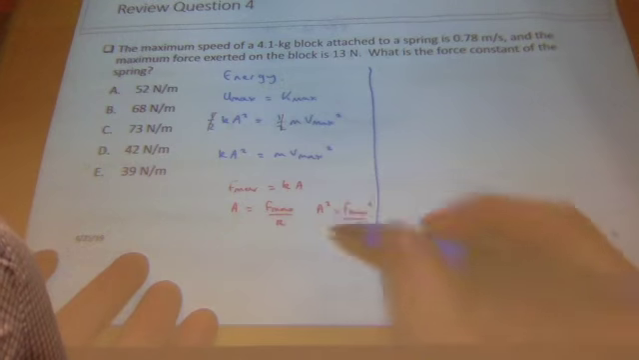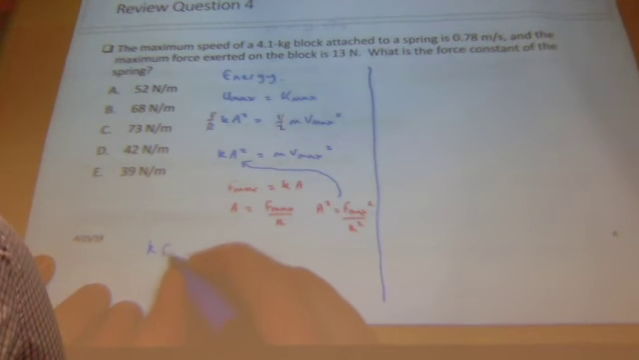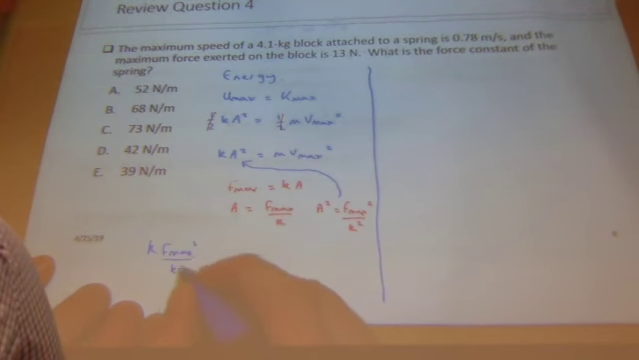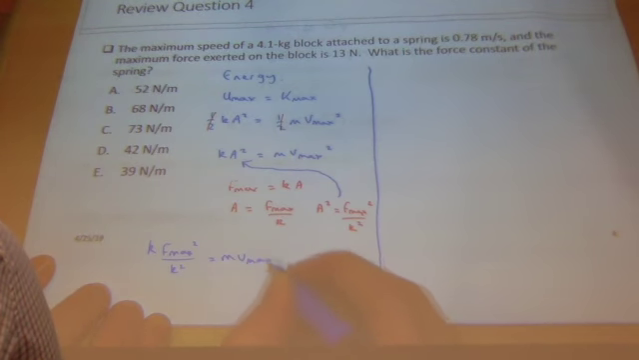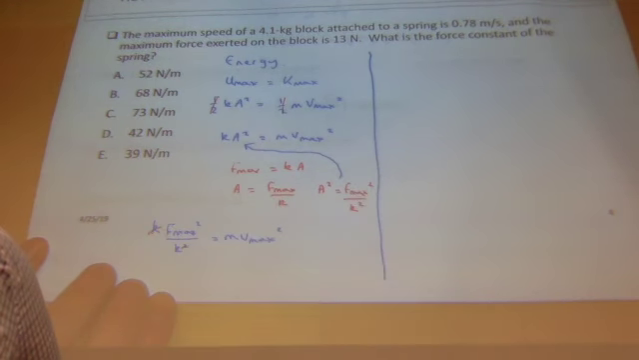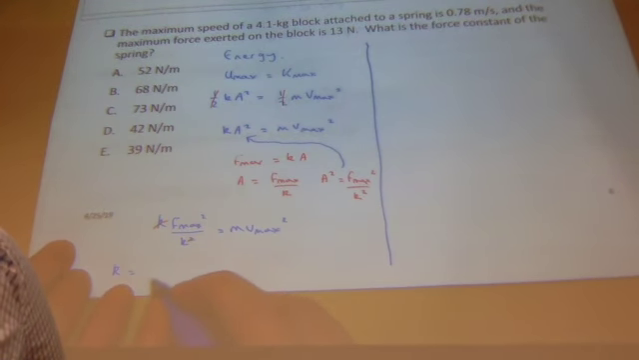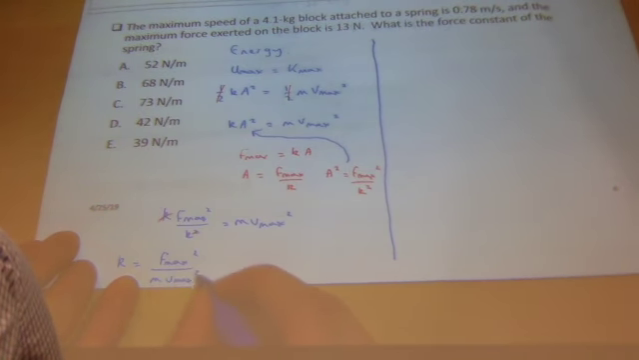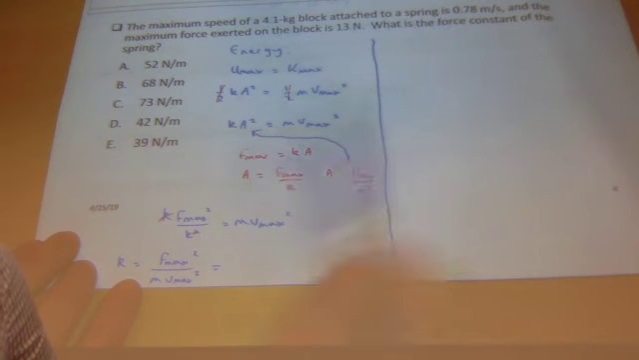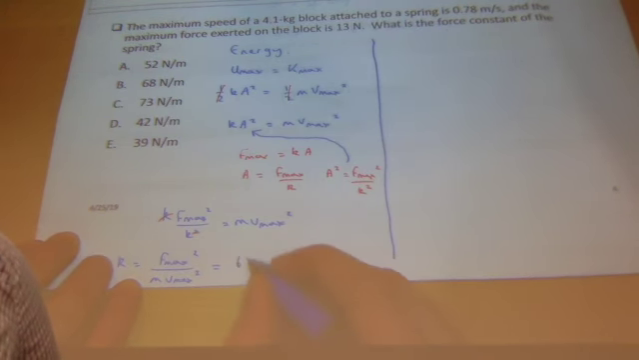And then I can substitute this quantity back in here. So I'm left with K Fmax squared over K squared equal to m Vmax squared. And now that squared term will cancel that K up there. All right, so K would then be equal to Fmax squared over m Vmax squared. And you have Fmax, you have m, you have Vmax. So you have those three terms, and I get that to be 68 newtons per meter.